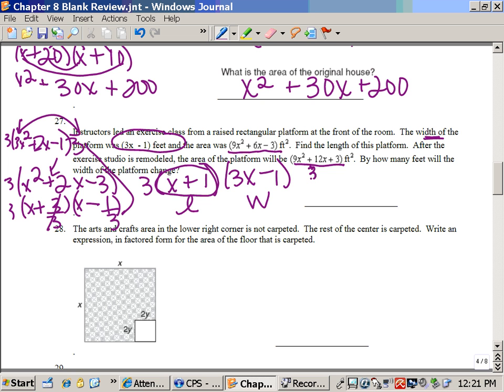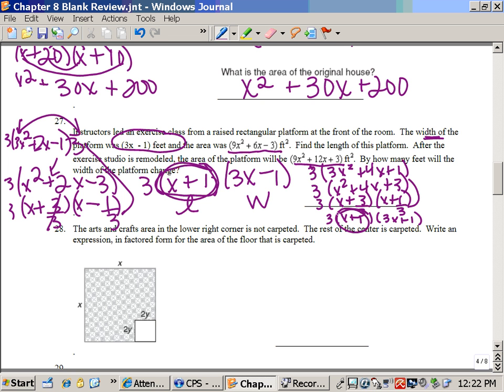This has a greatest common factor of 3, so that leaves 3(x squared plus 4x plus 1). I need to do a slip and slide now, which is x squared plus 4x plus 3. That gives me x plus 3 and x plus 1. Now I need to slide the 3 back under, and I'm going to end with 3x plus 1 and 3x plus 1. Now I know that x plus 1 is my length for both of them. Therefore, this has got to be the width.